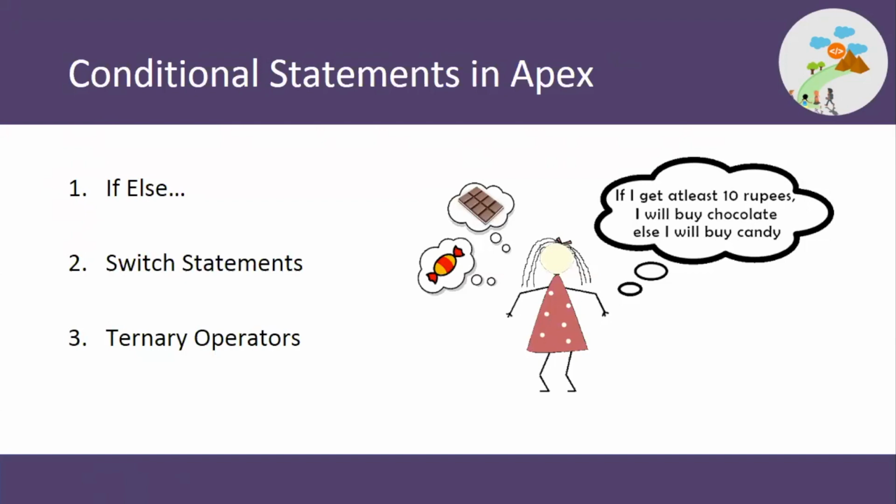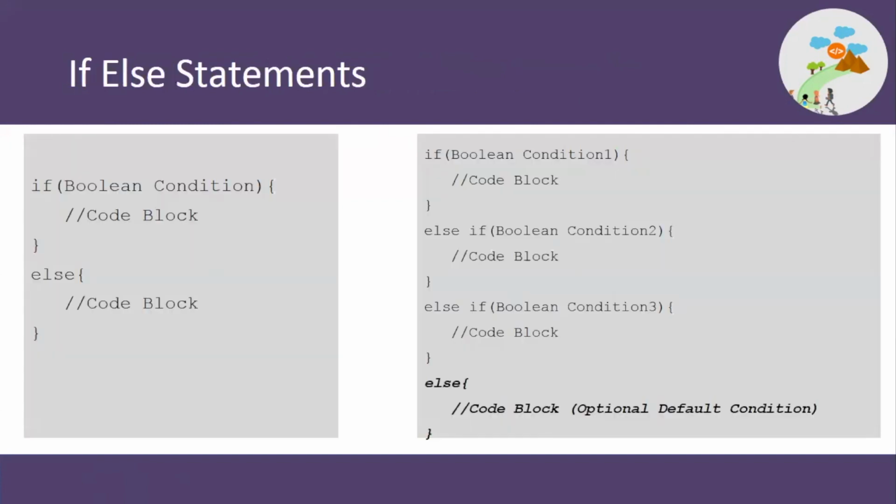But like this beautiful girl over here who's trying to make a decision, saying that if I get at least 10 rupees, I'm going to buy a chocolate, or else I'm going to buy a candy. So that's exactly how conditional statements help you drive decisions within your program, and which in turn help you realize the business logic for which you will be implementing your Apex program. Right. So let's just dwell further and look at what an if-else statement looks like.